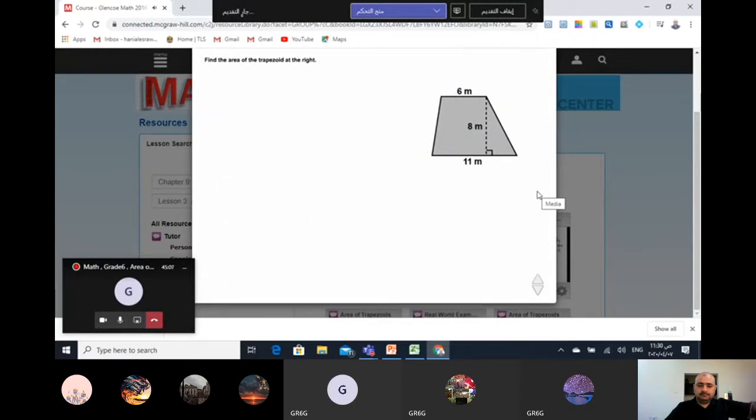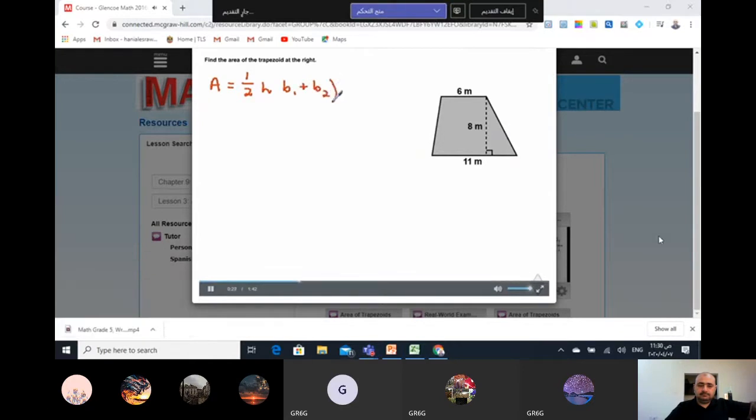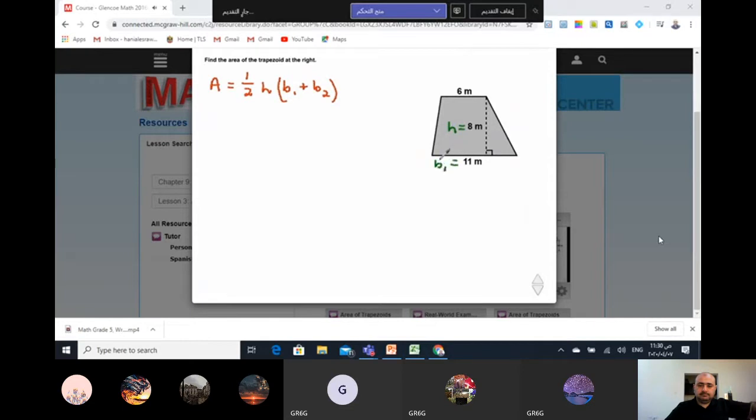We're going to talk about the formula to find the area of a trapezoid. Area of a trapezoid is 1/2 times the height times base 1 plus base 2. Okay, if we come over to our trapezoid, our 8 is going to represent our height, and it doesn't matter which base you call base 1 or base 2. We'll call the 11 base 1, we'll call the 6 base 2.